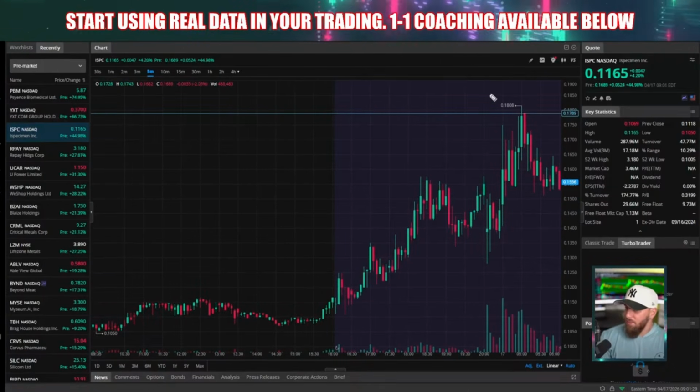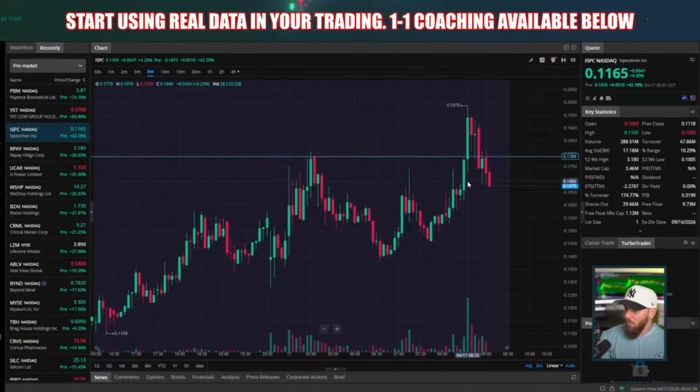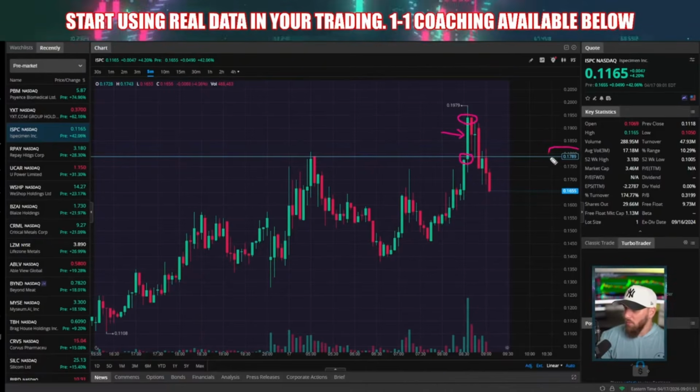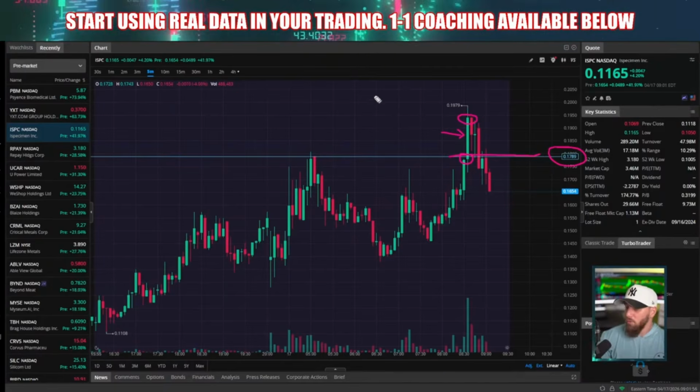For ISPC, my high is set right here at around 17.89. So that's exactly where I put my horizontal line, as you can see right here. We have already broken out above that level, and we broke out at what time? We broke out at 8:35. This candle right here, remember, open for a 5-minute candle, close. So we closed above this breakout level of 17.89.